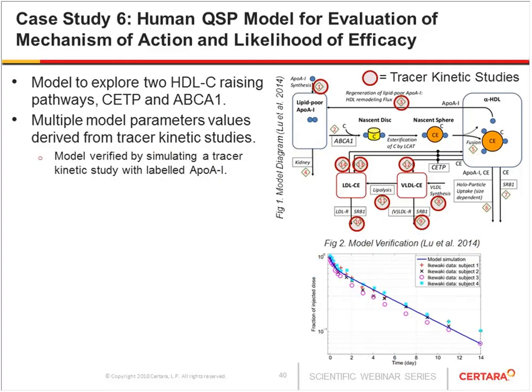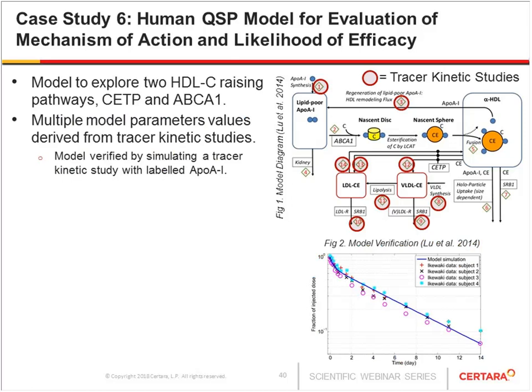Another thing I would like to highlight from this example is how many of the parameters that they used for building the model originated from tracer kinetic studies. And I've highlighted that on the right-hand side by circling the steps in the model that used some kind of tracer kinetic data, either directly or through some transformation, therefore highlighting the importance of actually having that tracer kinetic data to build this type of models.